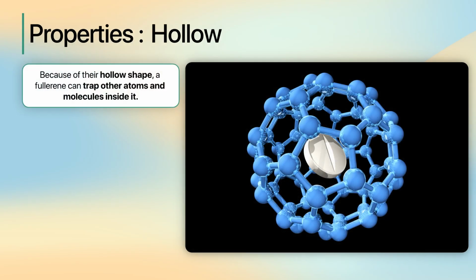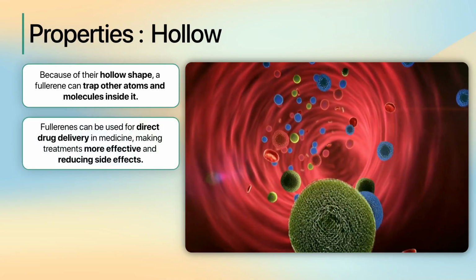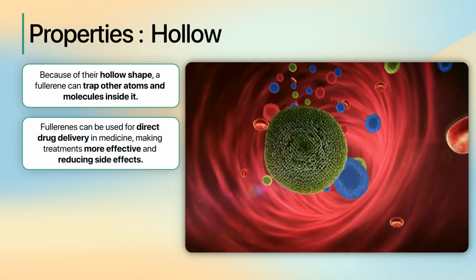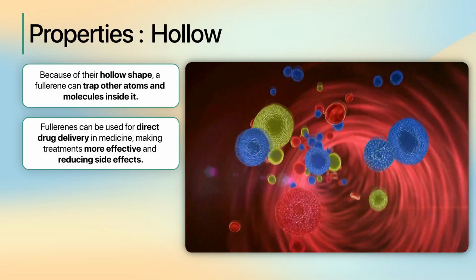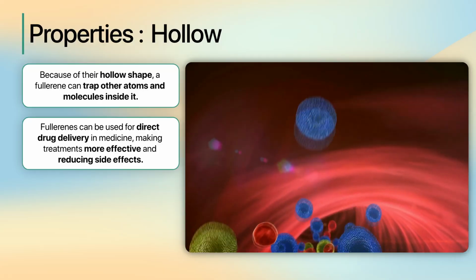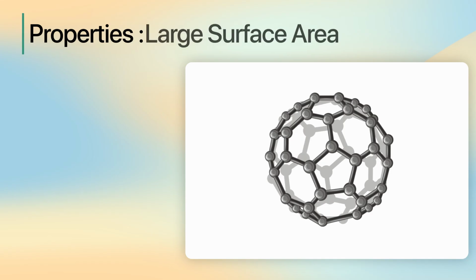This spherical arrangement influences the properties of C60 and other fullerenes significantly. Because of their hollow shape, a fullerene can trap other atoms and molecules inside it. This unique property is useful in numerous contexts. For example, fullerenes can be used for drug delivery in medicine. By carrying drugs directly to targeted cells, such as cancer cells, fullerenes can make treatments more effective and reduce side effects. Another important property of fullerenes is their huge surface area.